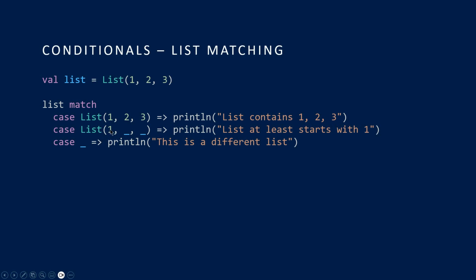Here, if the match is just on the first value, then the list at least starts with 1, and anything else it's a different list. And the thing that's important here is that I put this before this, because if I put this first, then this case is going to be matched.